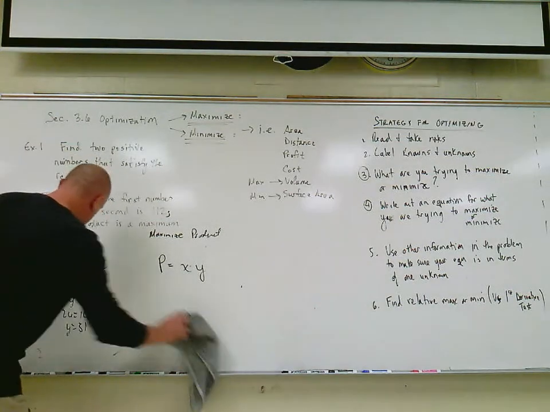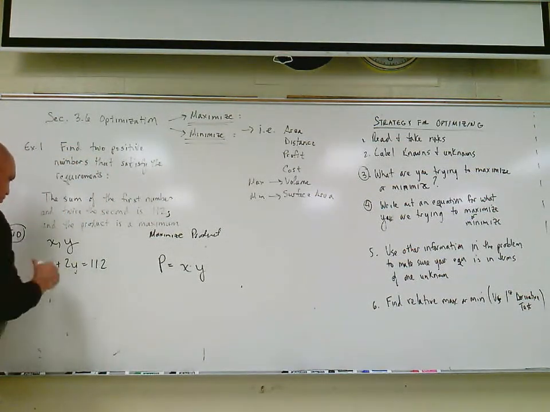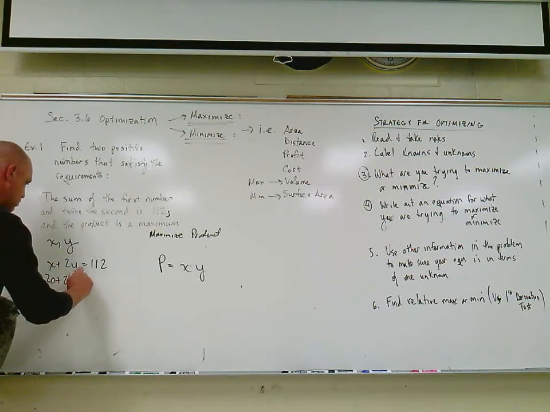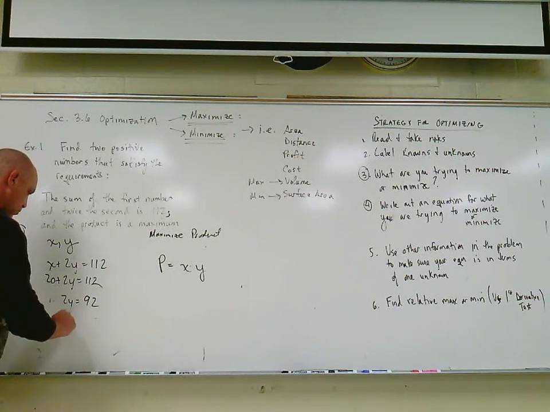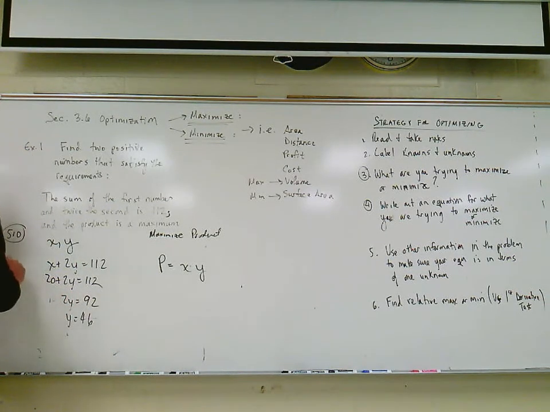Now maybe I pick 20 for the first number. 20 plus 2y is 112, so 2y is 92, and y equals 46. Now I've got 20 times 46, which is 920. That's a bigger product. We can do this forever. That's why we're going to use math to solve it one time. But you get the idea. I found my two numbers, 20 and 46, meet these criteria, because I just picked one and solved for the other one.